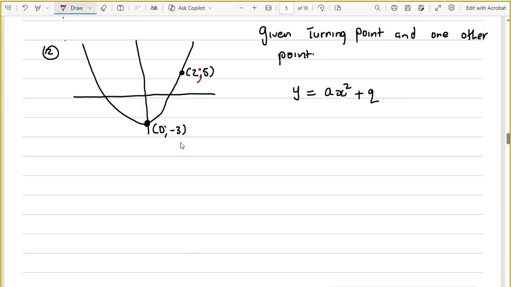-3, because it's the negative turning point. It will be your q. So where there's that, I'm going to substitute -3. So y is equal to ax squared, then -3. So now that we have -3, tell me, I think you can see I'm trying to change the strategy that I teach you because I want to make sure that we are on the same page. And then now tell me, what is the next thing that we can do?